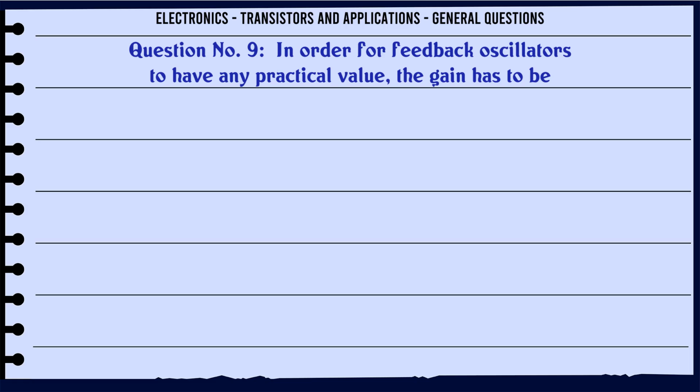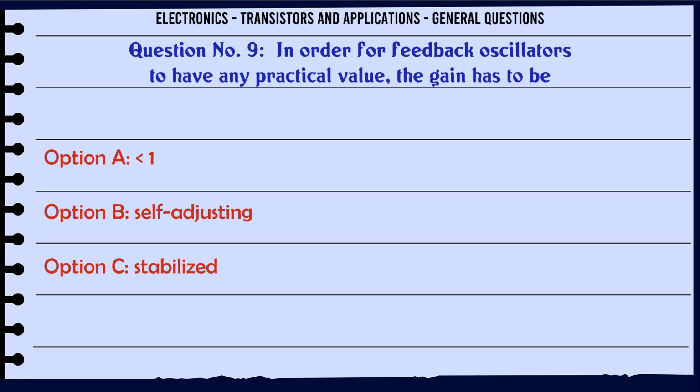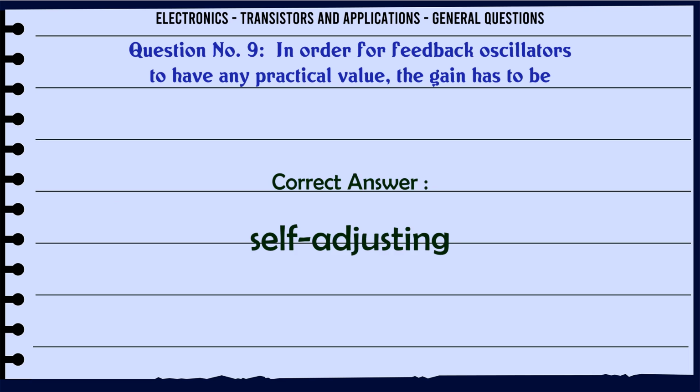In order for feedback oscillators to have any practical value, the gain has to be: A. fixed. B. self-adjusting. C. stabilized. D. nonlinear. The correct answer is self-adjusting.